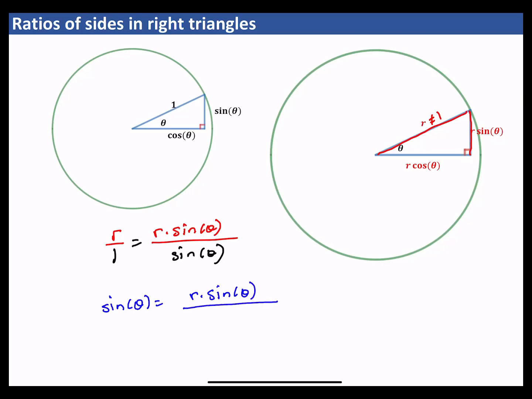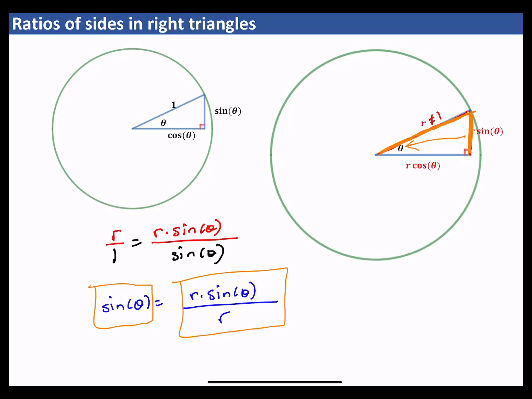This equation shows that the ratio of the vertical leg of a right triangle to the hypotenuse of the triangle is always the same regardless of r, and that the value of that ratio is the sine of theta, where theta is the angle opposite the vertical leg.